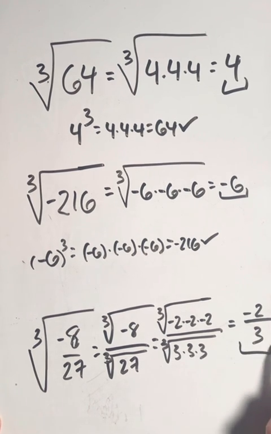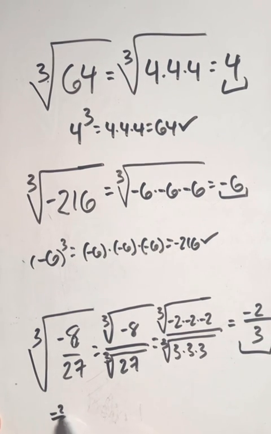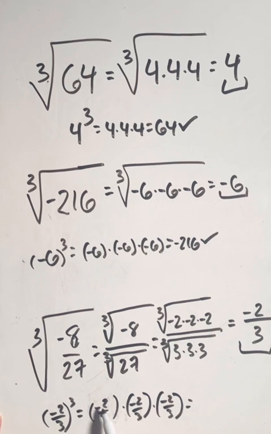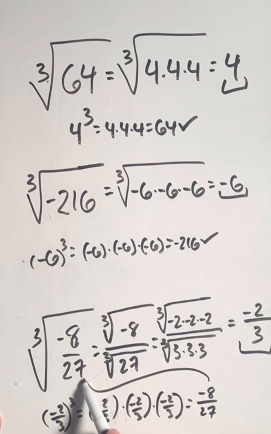To check that, we would take negative 2/3 and raise it to the power of the index. So we take negative 2 over 3 times negative 2 over 3 times negative 2 over 3. Negative 2 times negative 2 is positive 4, times negative 2 is negative 8. 3 times 3 is 9, times 3 is 27. Negative 8/27 should be the original radicand, and it was, so we know we are correct.